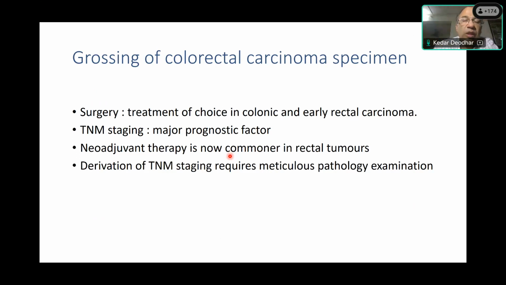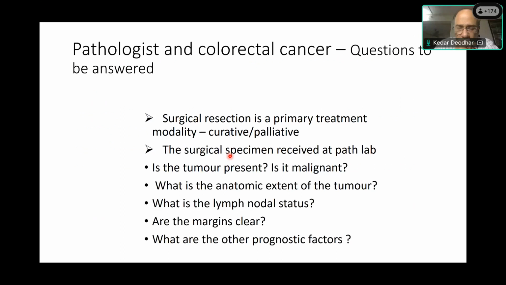We'll touch on the lymph nodes also, because post-chemoradiotherapy the lymph node number actually reduces. That's where again we have to be as meticulous as possible. So I think I'll go ahead. The report requires us to tell: is a tumor present? Is it malignant? What is the anatomical extent of the tumor, meaning T stage?